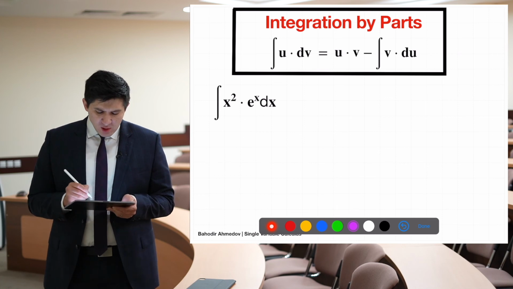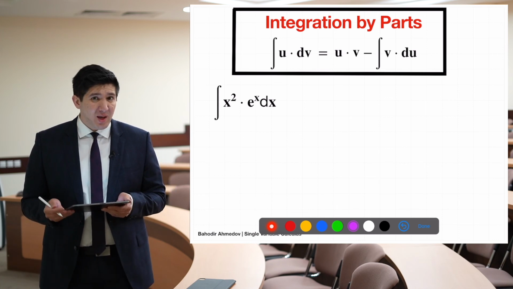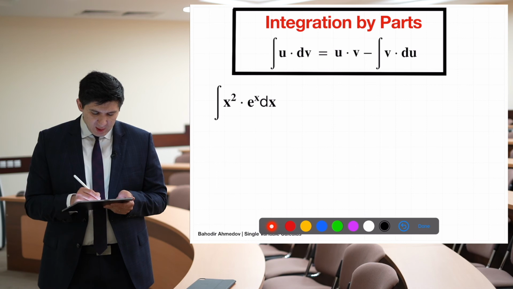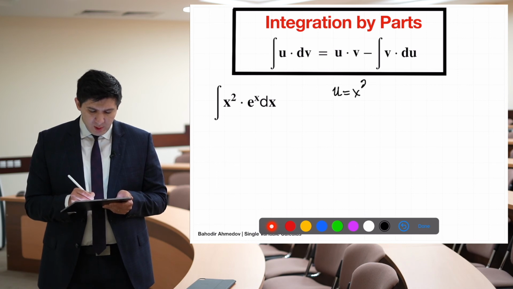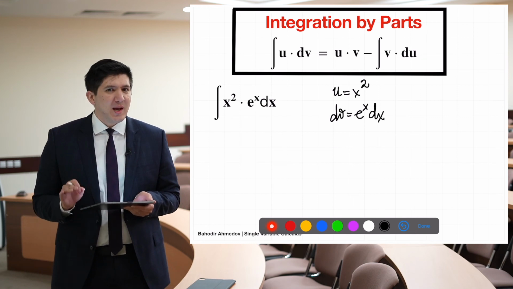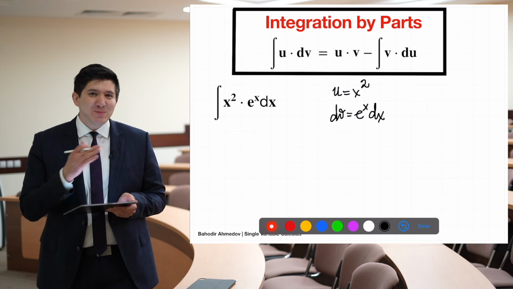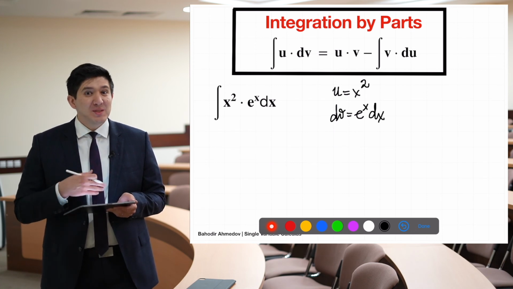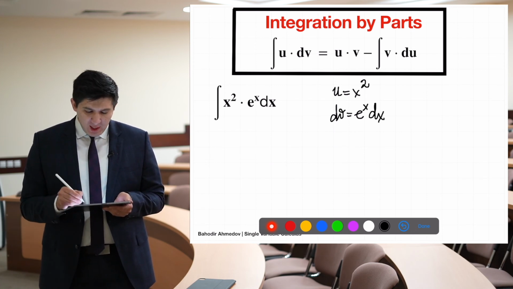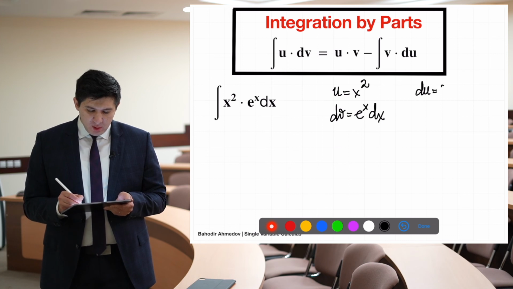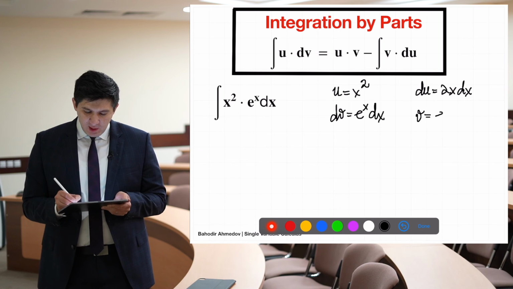Okay, so I'm going to take the x squared as u. So let's take u to be equal to x squared. Then dv is going to be equal to e to the power of x dx. Okay, so don't forget about the dx. It is really important, as we've seen in the previous one, because dv can be simply dx, right? So then du is going to be equal to 2x dx. Then v is going to be equal to e to the power of x.